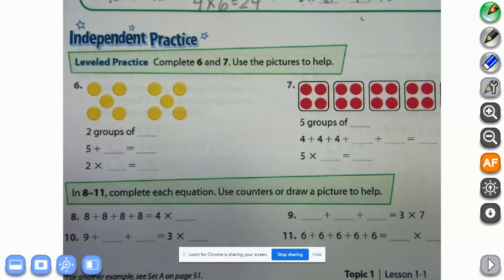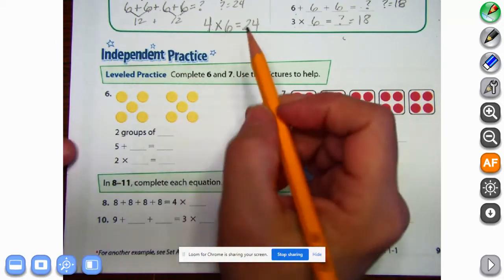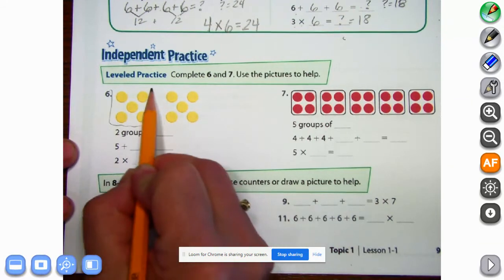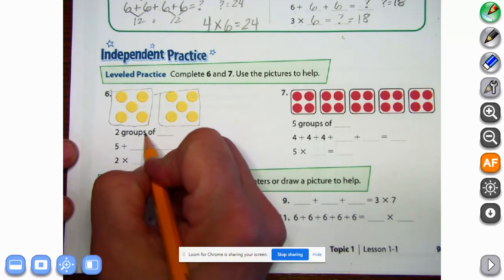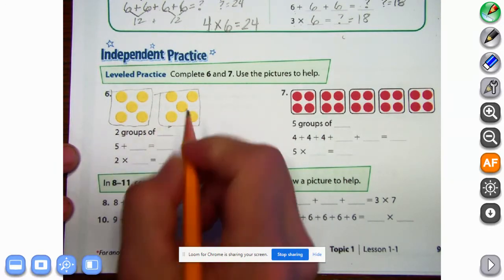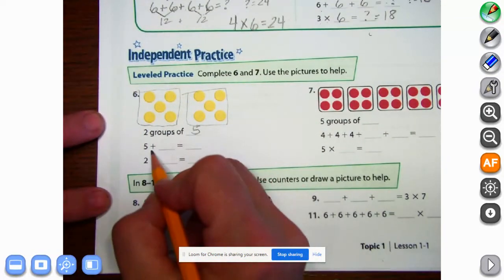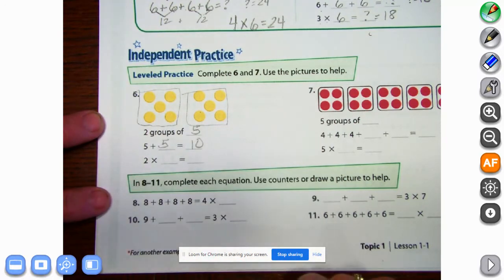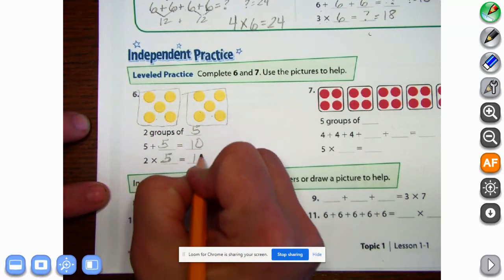All right, so you've written everything down, and come back to go through the next section. Okay. We're going to complete 6 and 7 using the pictures to help. So I see 5 here, and I see 5 here. It says I have 2 groups of, and I see 5 in each of those groups. Okay. 5 plus 5 equals 10. Then we can do 2 groups of 5 equal 10.